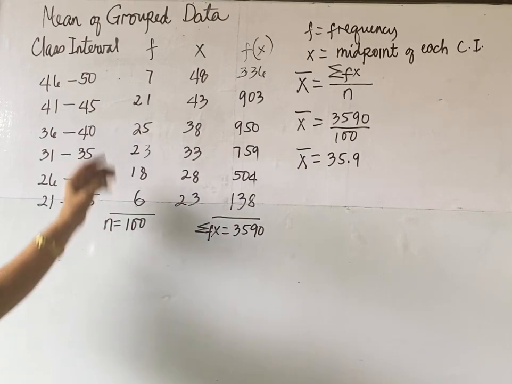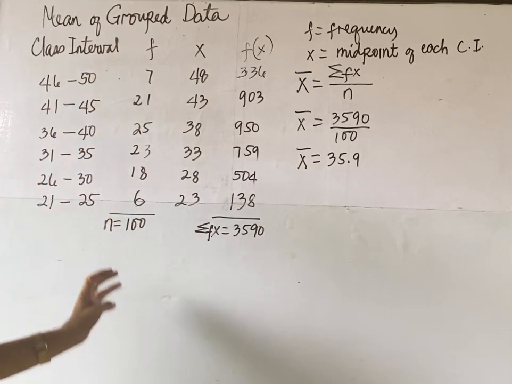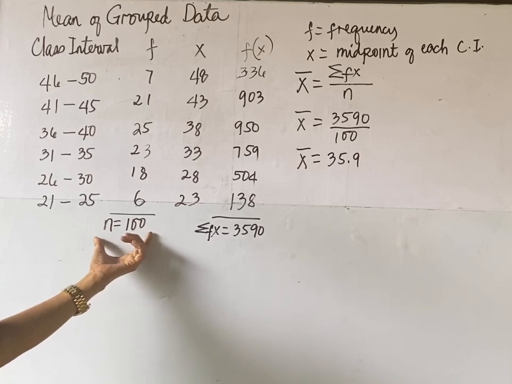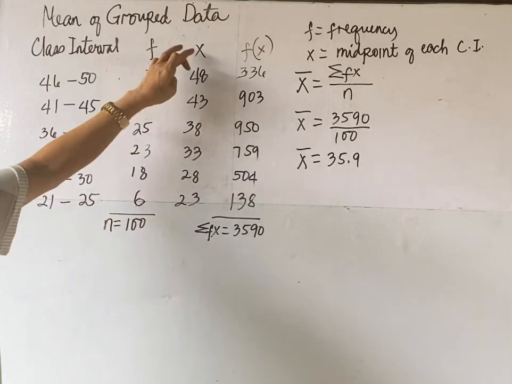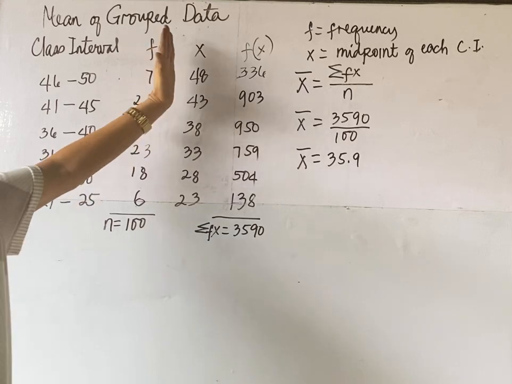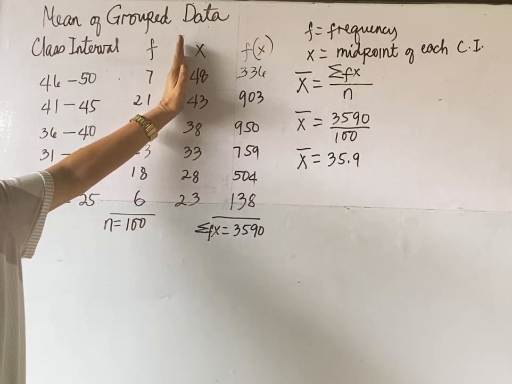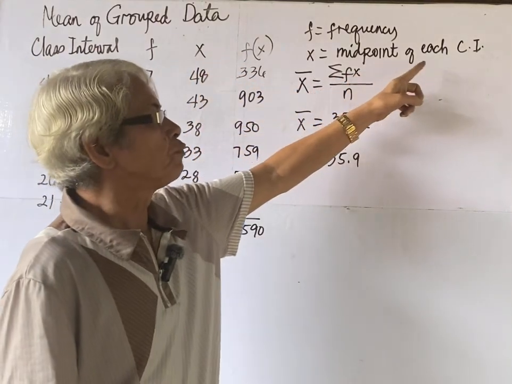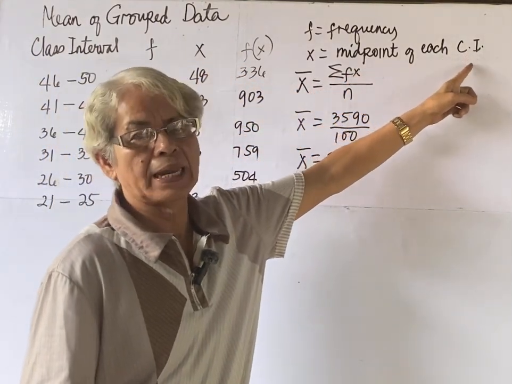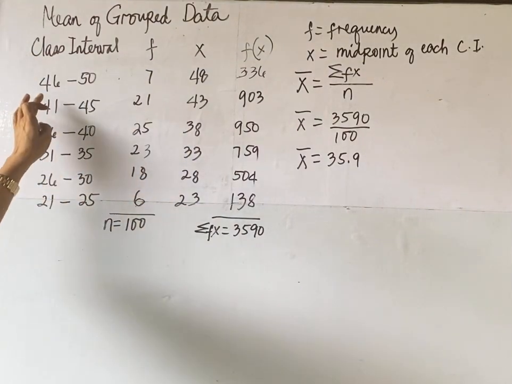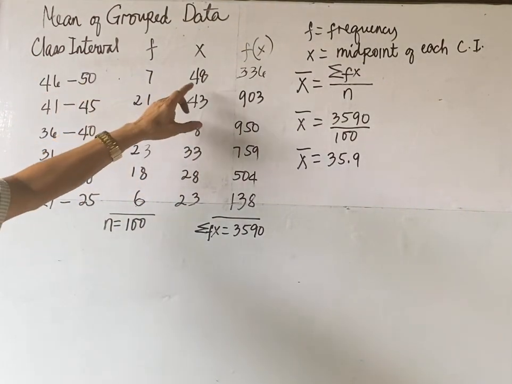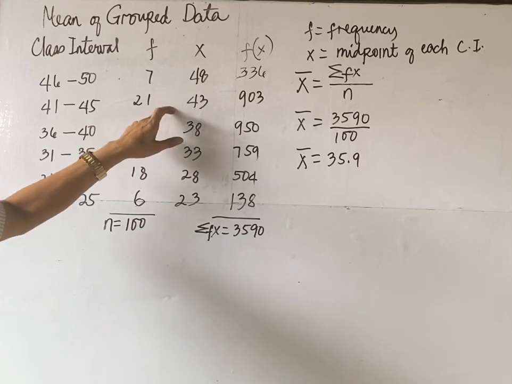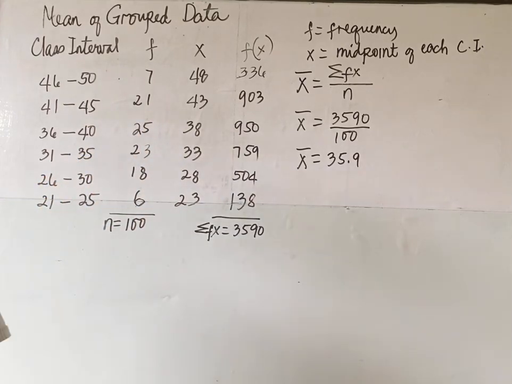And then, yung ating N, yung pinagsama-sama nating frequency. So, 100. Ngayon, ano naman itong X? Ito ang gagawin ninyo. Third column. Okay. Ano ang X? Midpoint of each class interval. Ibig sabihin yung gitna nito. So, ang gitna nito ay 48. Ang gitna nito ay 43. Okay? And so forth and so on.